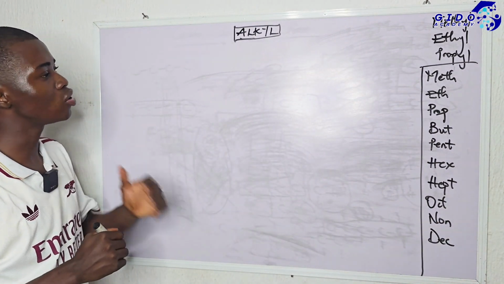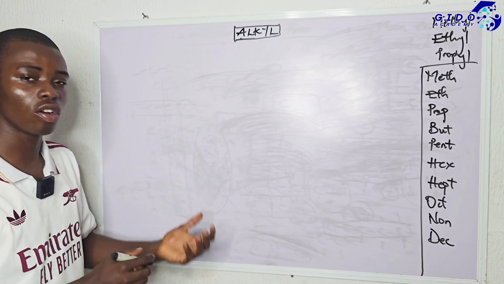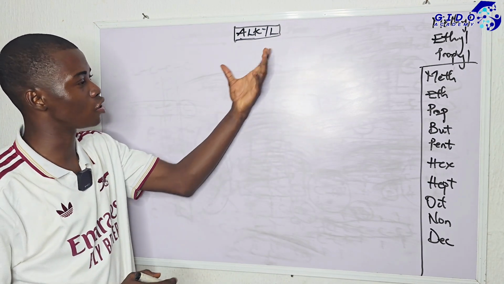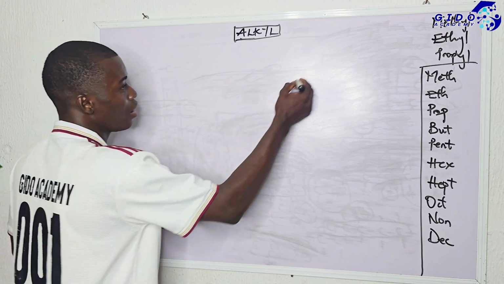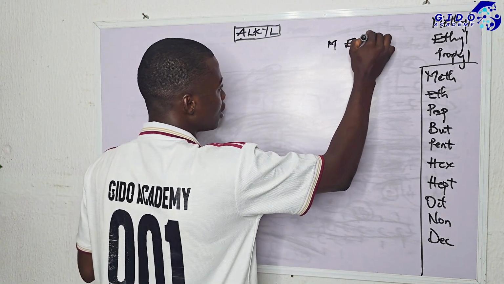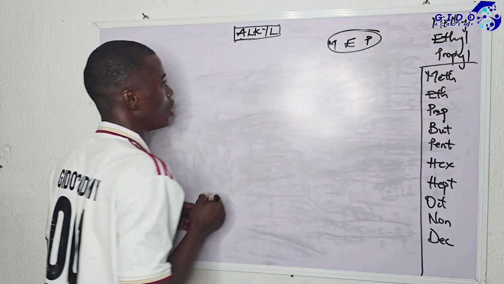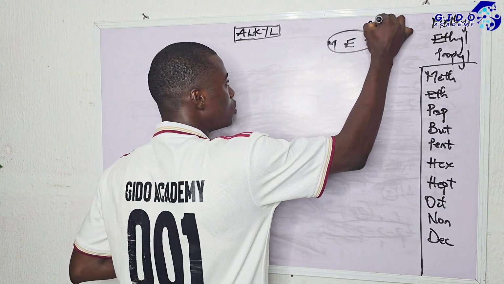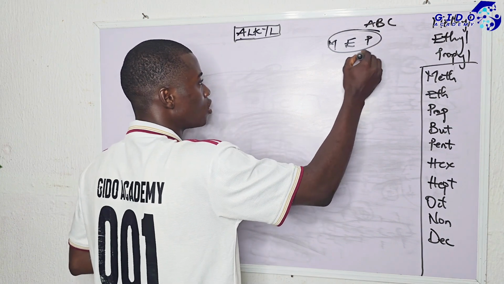So, how do you name an organic compound that has more than one alkyl functional group? For example, if you have a methyl, an ethyl, and a propyl in one structure, how do you name it? It's very easy. What you do, you follow the ABC rule. That's to say, you name them in alphabetical order.